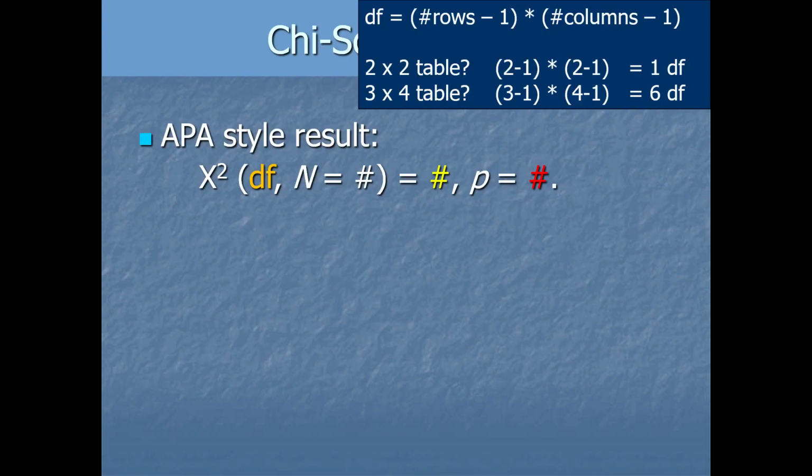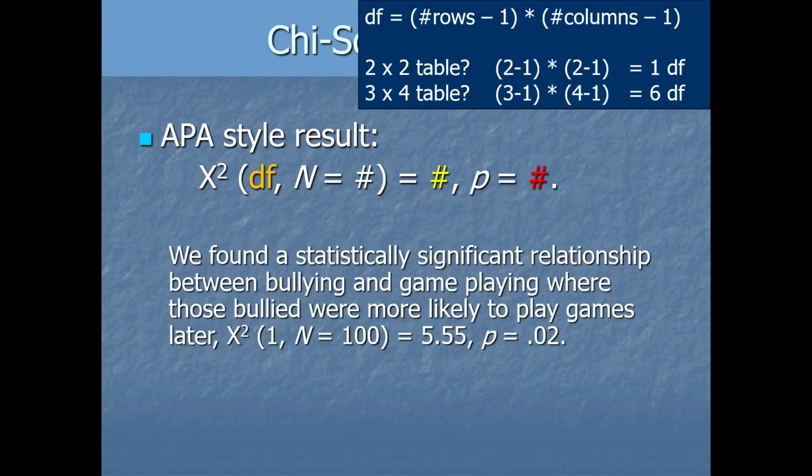So in a sentence, it might basically look like this. An APA-style sentence would be, we found a statistically significant relationship between bullying and game playing. Chi-squared, it's 1 degree of freedom. Sample size was 100 people. Equals, and then the chi-square value that we calculated doing that formula was 5.55. And we've looked up and seen the p-value that goes with that is 0.02. So we write it out like that.